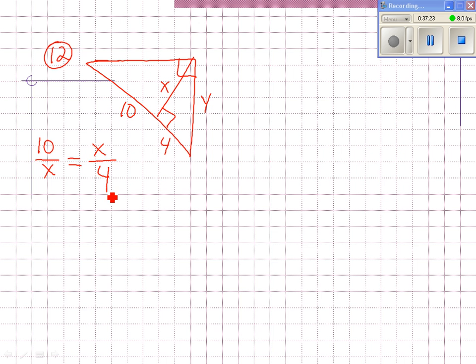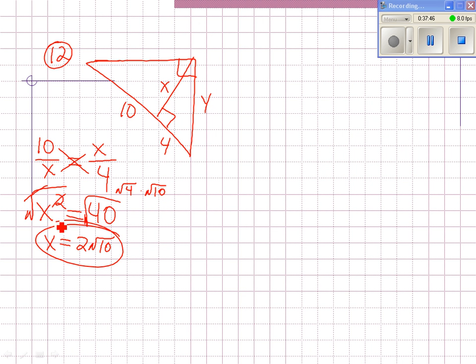What goes here? 4. Cross multiply. X squared equals what? Square root of both sides. Is 40 a perfect square number? No. What will go into 40? Square root of 4 times 10, right? Yes. What is the square root of 4? 2 radical 10 will be your answer.